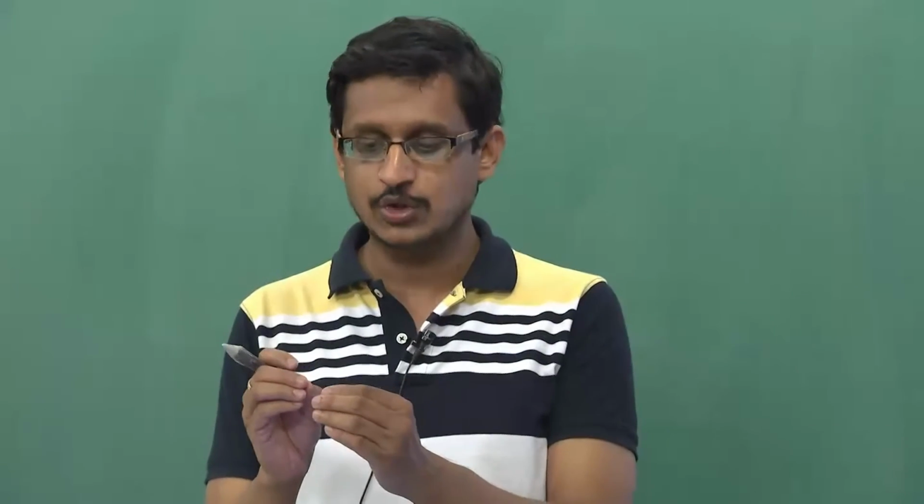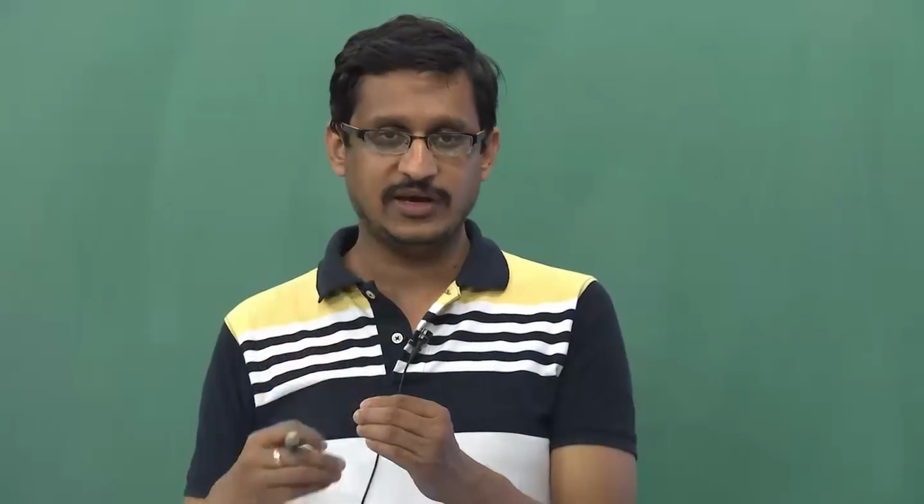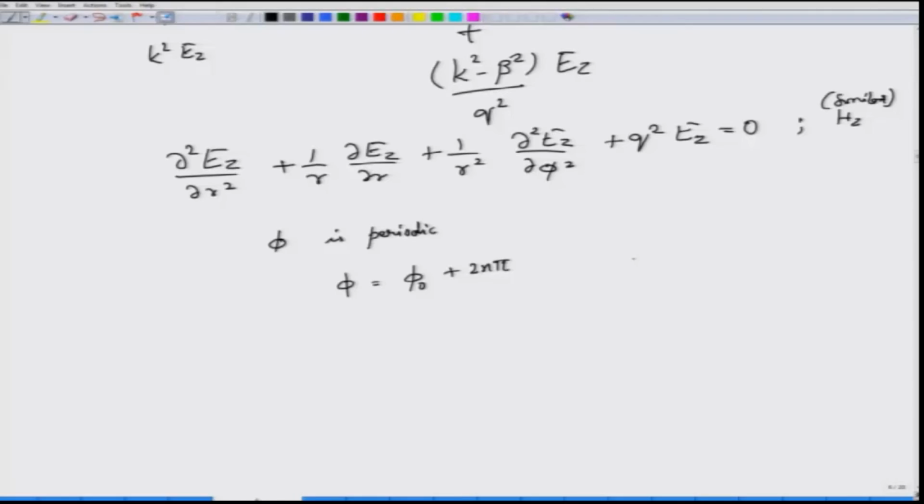So my solutions also should be periodic. They have to reflect this periodicity around the cylinder when you go in the azimuthal direction. That kind of a constraint allows us to choose the solutions as e to the power j nu phi, where nu is an integer. So my solutions in terms of phi will be along e to the power j nu phi. My solutions in terms of z, I know they are of the form e to the power minus j beta z. The only thing which I don't know is what is the solution along r.